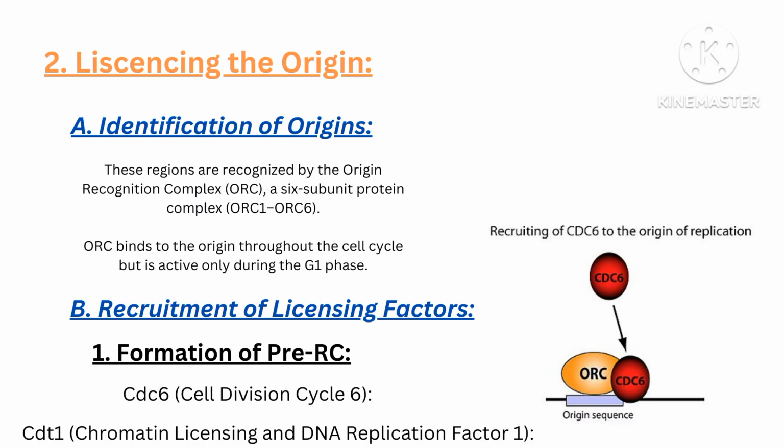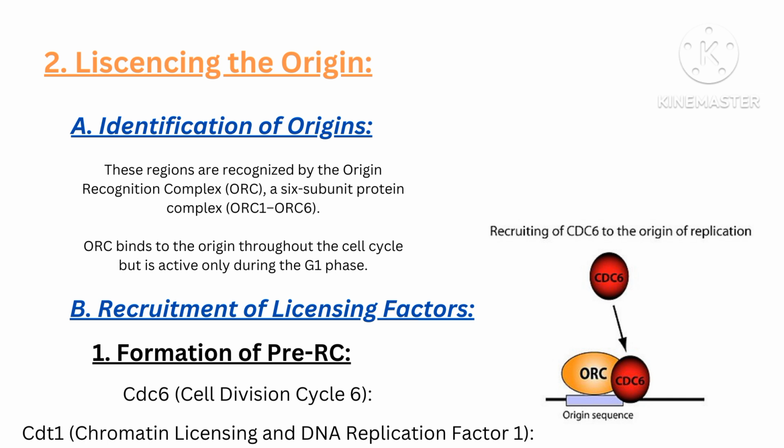2. Licensing the origin. A. Identification of origins. Origins of replication are specific DNA sequences where replication begins. These regions are recognized by the Origin Recognition Complex, ORC, a 6-subunit protein complex, ORC1-ORC6. ORC binds to the origin throughout the cell cycle but is active only during the G1 phase.